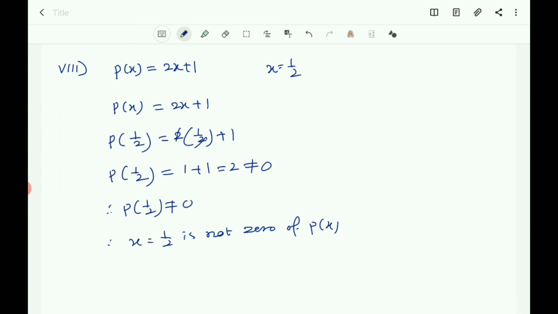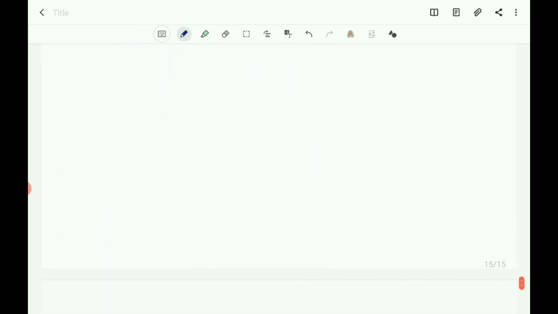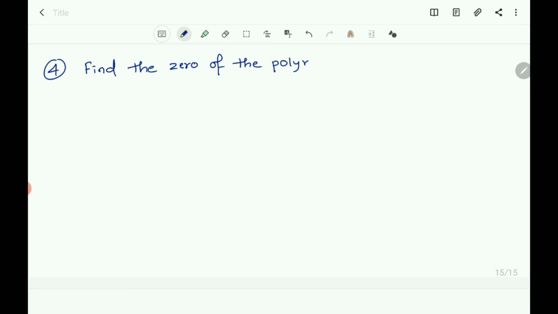Now let us take the fourth question. Question 4. Find the 0 of the polynomial in each of the following cases.